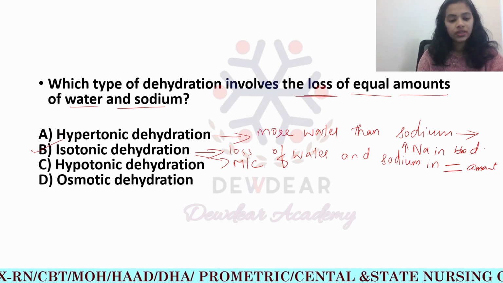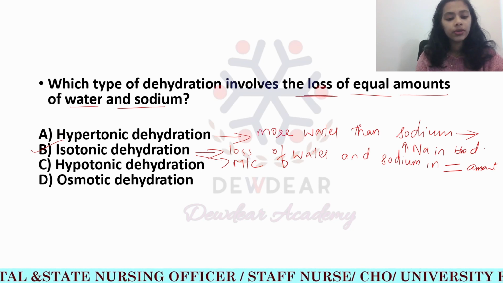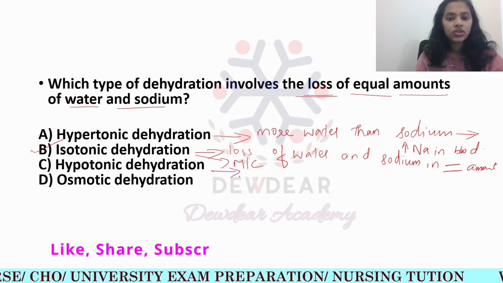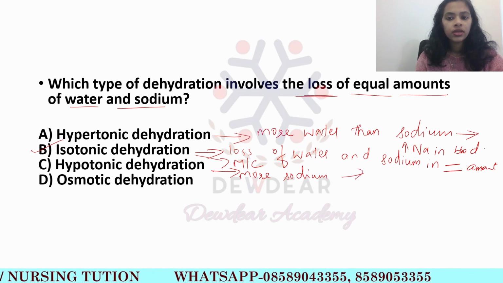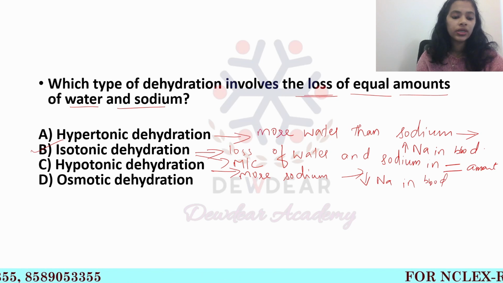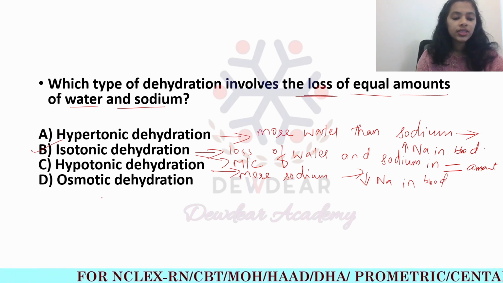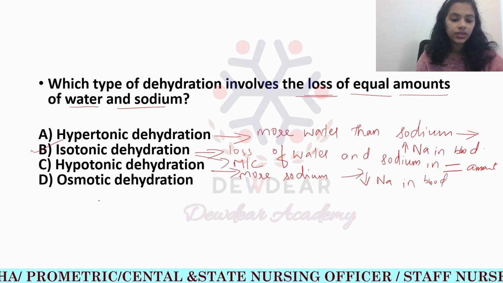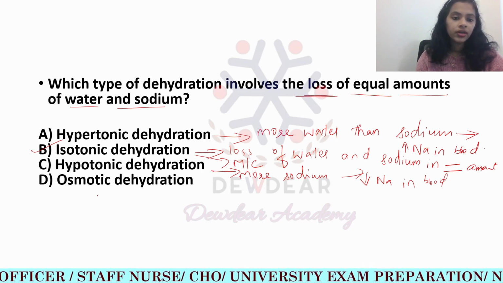Then what is hypotonic dehydration? In this condition, the body loses more sodium than water, so there will be less sodium concentration, just opposite to hypertonic. More sodium is lost from the body, so there is lower sodium concentration in the blood, which we call hyponatremia. This imbalance causes water to move into the cells, which leads to cellular swelling. So that is hypotonic dehydration.